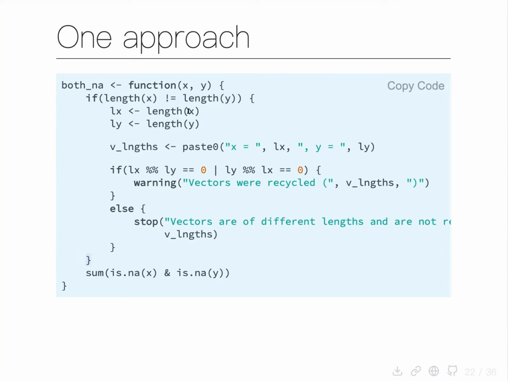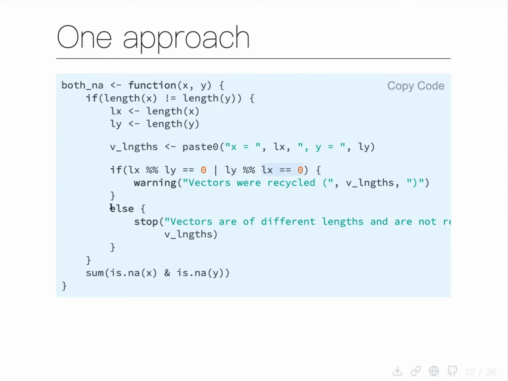So let's assume that they're not equal. Then I'm going to calculate the length of x. I'm going to calculate the length of y. I'm going to create this v length thing that is the same as I had before. But now I'm going to say if Lx, so the length of x, %% Ly equals 0, the modulo thing, or Ly %% Lx equals 0, then we're going to throw this warning where we're going to say vectors were recycled, and then I'm going to put the lengths of the vectors.